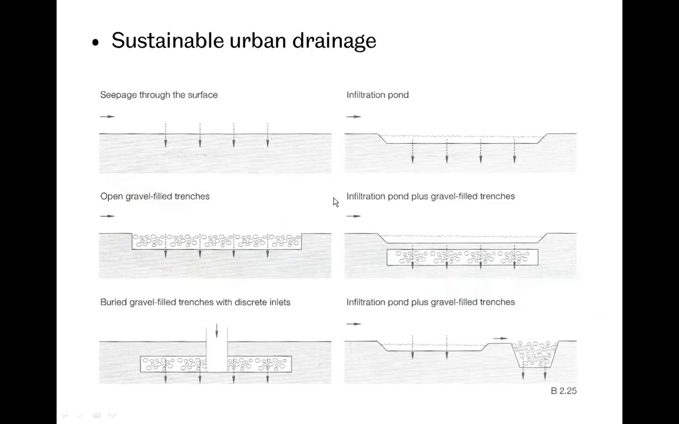So this is just repeating what I've mentioned here. Seepage through the surface, permeable drainage, permeable surface paving. Sometimes you may have gravel-filled trenches which will absorb more water, or sometimes you can bury these so you don't actually need to see them. Infiltration ponds, we've talked about, so a big pond which allows that water to slowly disperse into the ground. And that can be improved again by having buried trenches, which just gives you more capacity to store water. And you can have a combination of both.